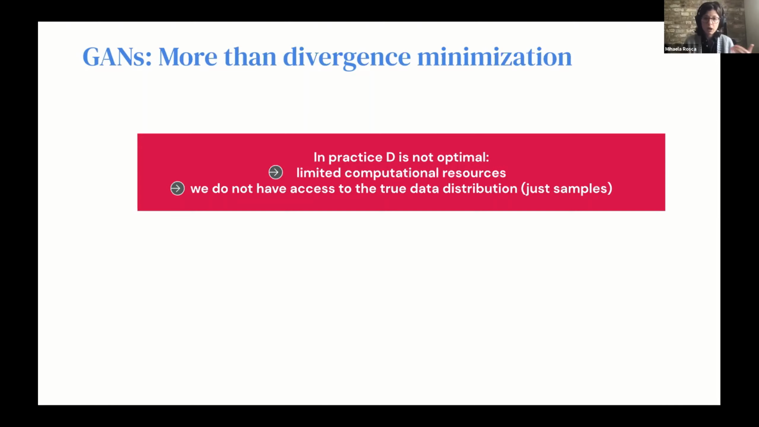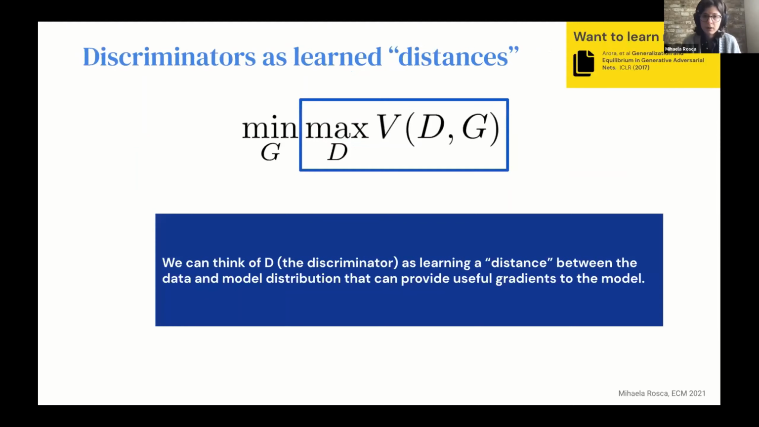So what people do in practice is actually they alternate between the updates. But this is actually not necessarily a problem. And the way to think about this, I find, is to think of the discriminator as learned "distances." And I put distances in quotes because they are not satisfying the properties of a mathematical distance. But from the perspective of the generator, the discriminator is part of a learned loss function. And that is actually an asset.